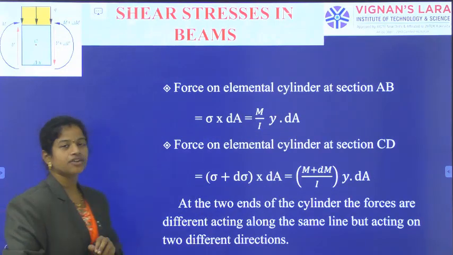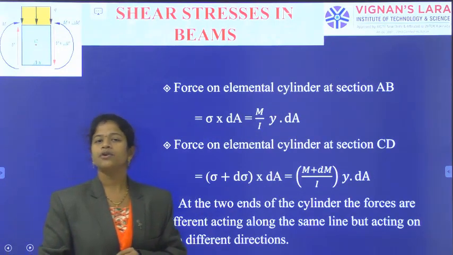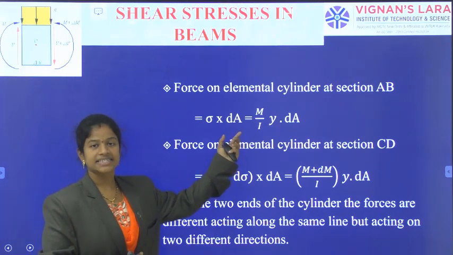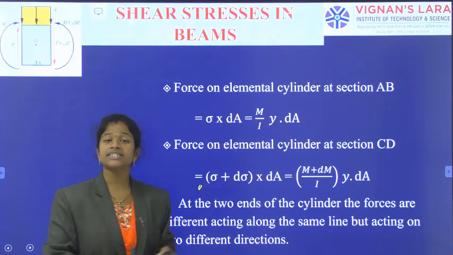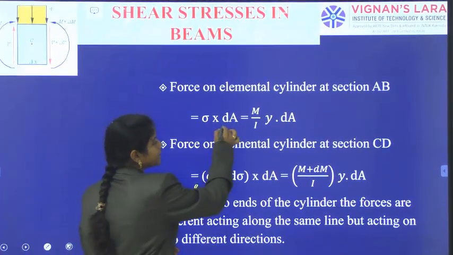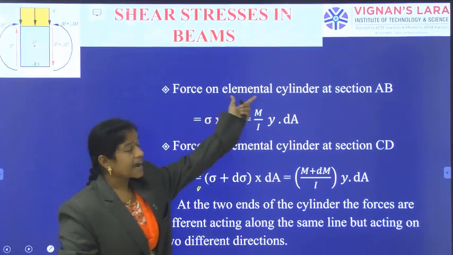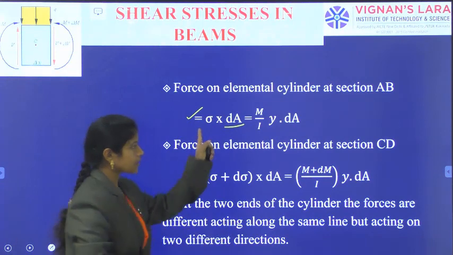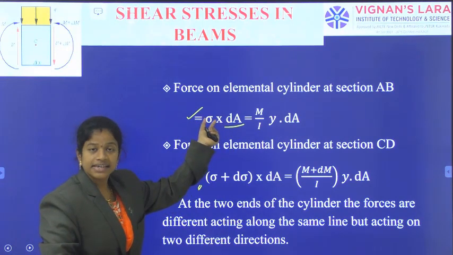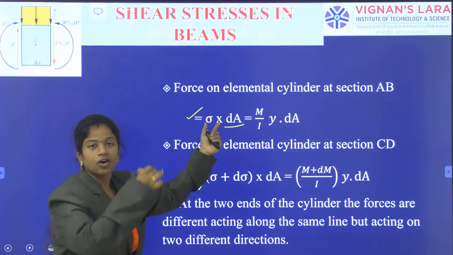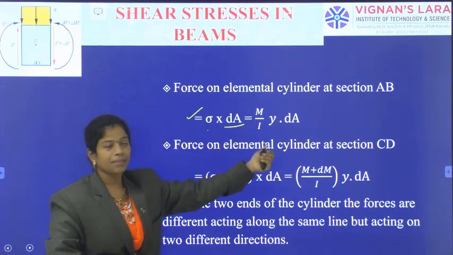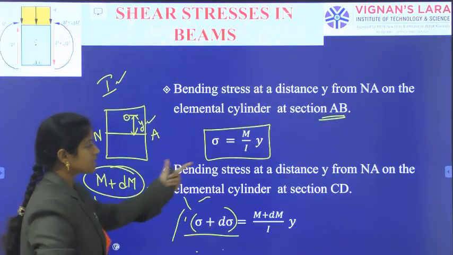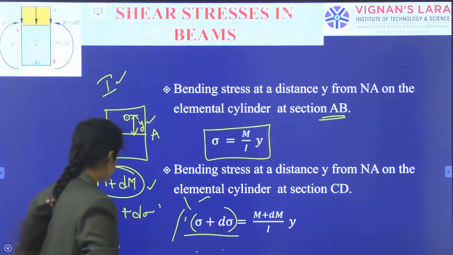Now, the corresponding forces. What do we mean by force? Force is simply equal to stress into cross-sectional area. As our bending stress is acting, that is sigma into dA, where dA is the area of the elemental cylinder at the portion. So the force acting on the elemental cylinder at the section AB is equal to sigma times dA, that is stress into the cross-sectional area of the element. Just now we derived M by I into y as sigma in the previous step, the bending stress acting on the section.